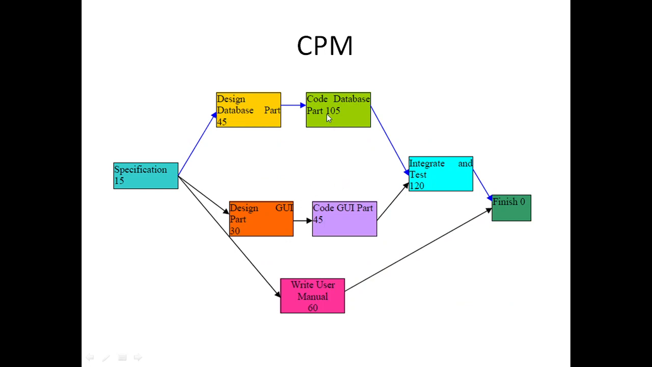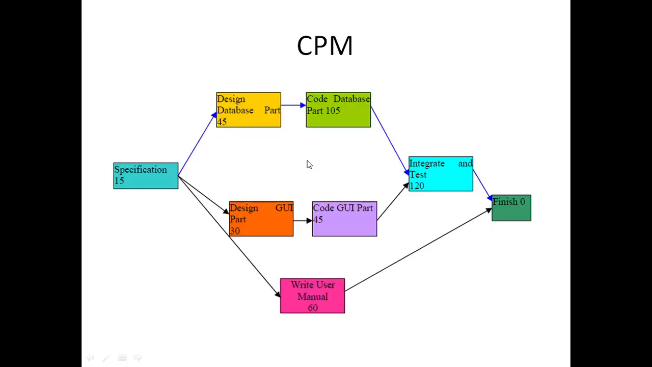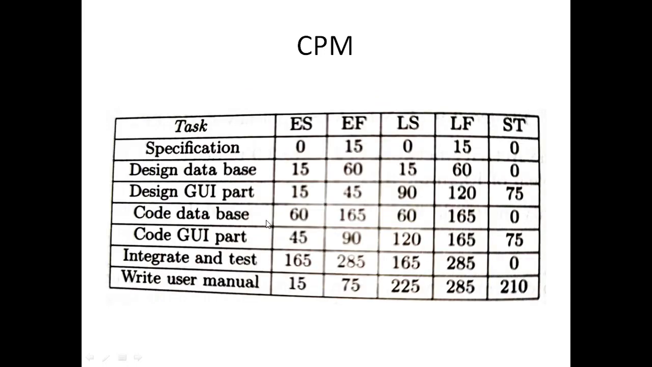So similarly for the design GUI task. If you see this design GUI, the earliest start time is 15 days, so after completion of specification, we can start it. That is why it is given 15. And the earliest finish time, it requires 30 days. So 15 plus 30 is 45 days. So within 45, we can finish it.